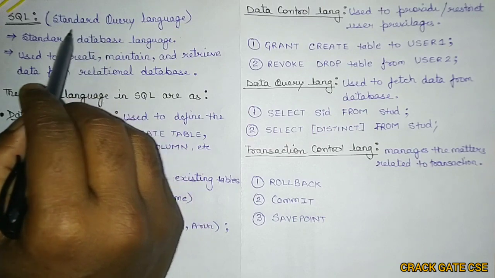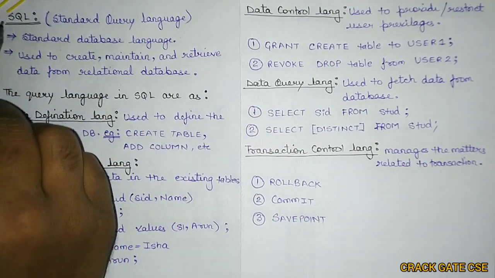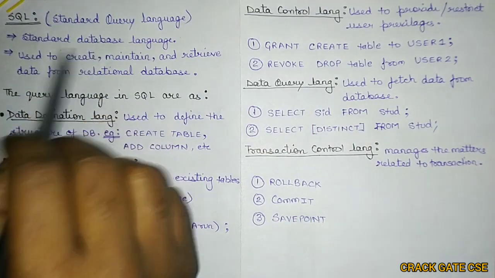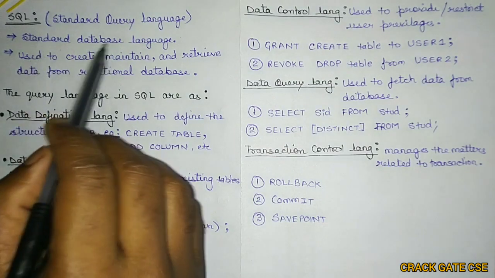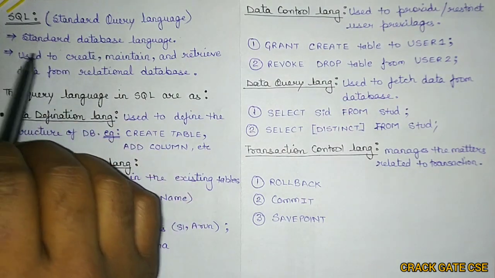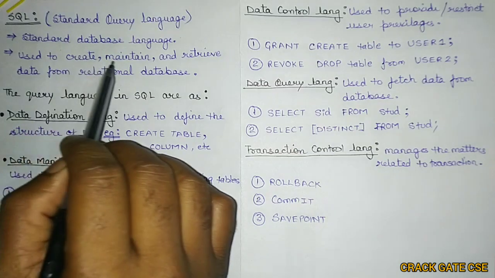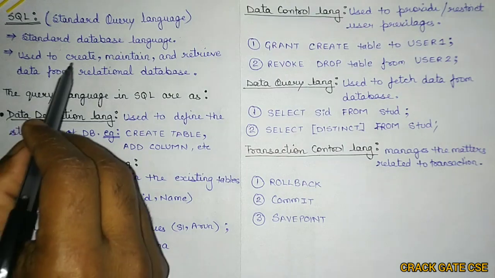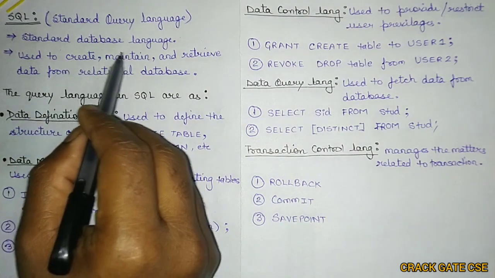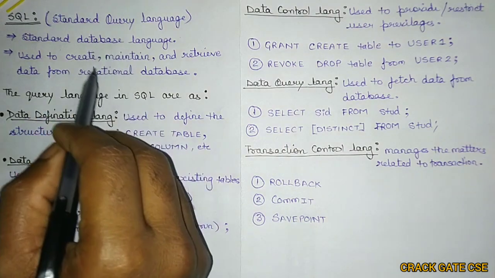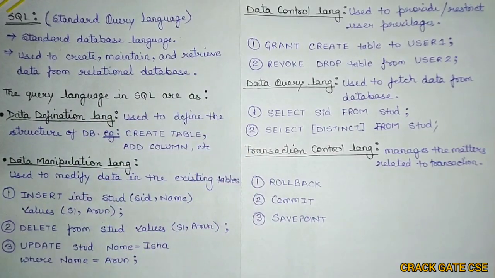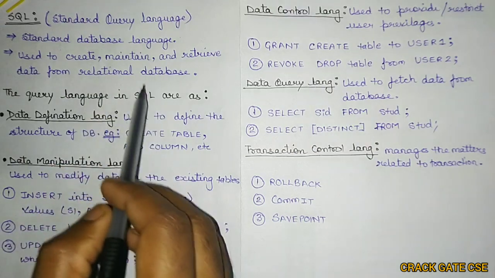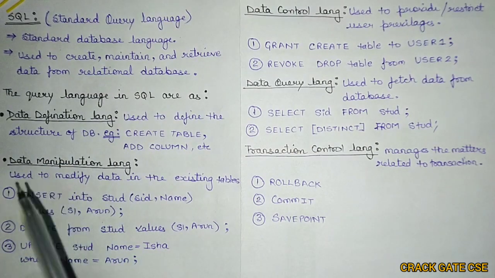That means we can implement operations using this SQL language on a particular database. What kind of operations can we do? We can use SQL to create, maintain and retrieve the data from a relational database. That means we can create a table, maintain and modify that table, and also retrieve information from a relational database. That relational database can be MySQL, Oracle, or any other database.